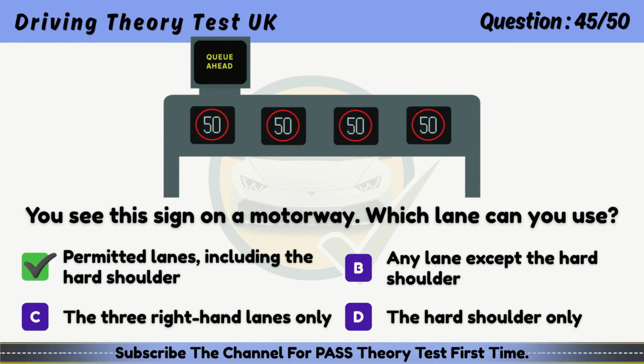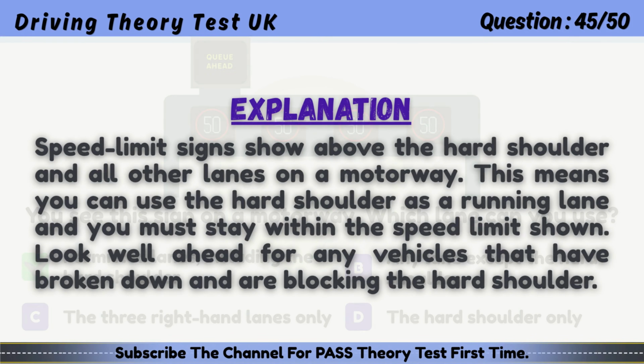Answer is A. Permitted lanes, including the hard shoulder. Speed limit signs show above the hard shoulder and all other lanes on a motorway. This means you can use the hard shoulder as a running lane and you must stay within the speed limit shown. Look well ahead for any vehicles that have broken down and are blocking the hard shoulder.